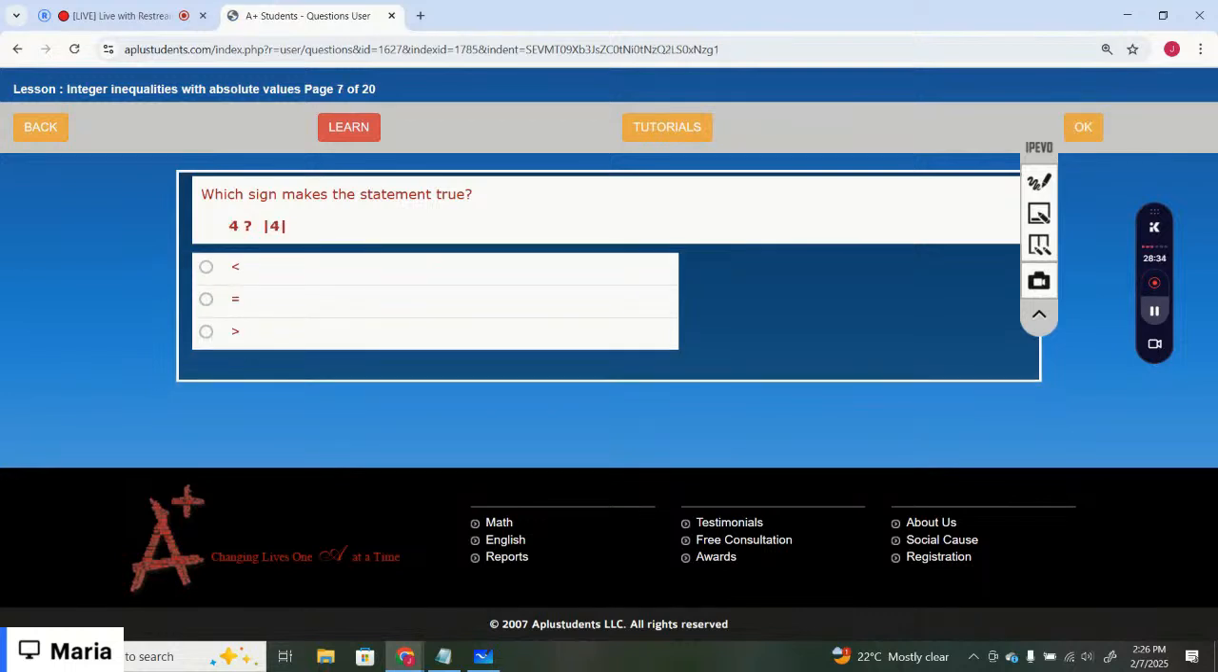Which sign makes the statement true? They both are exactly equal.